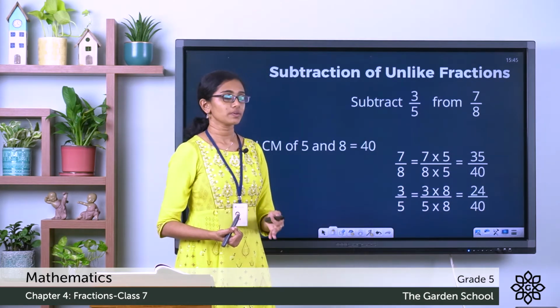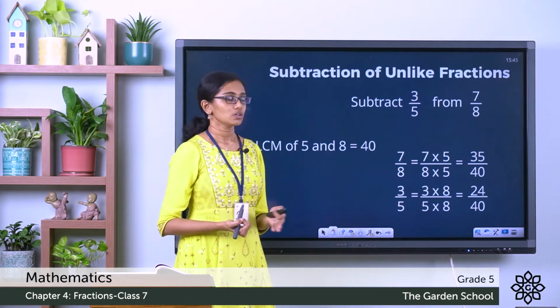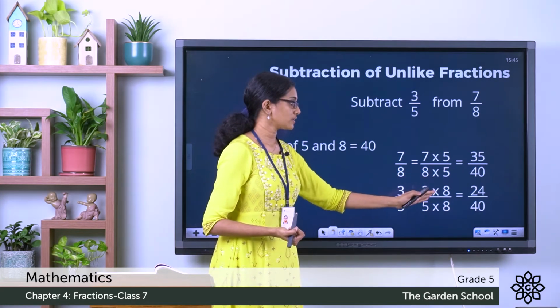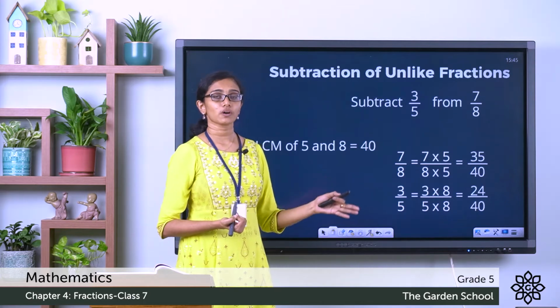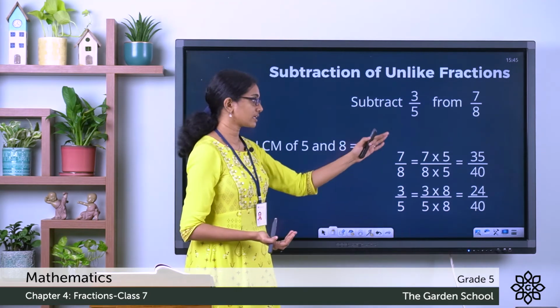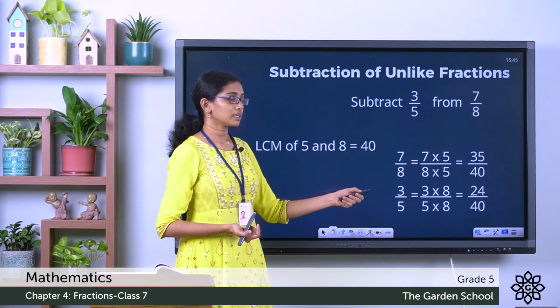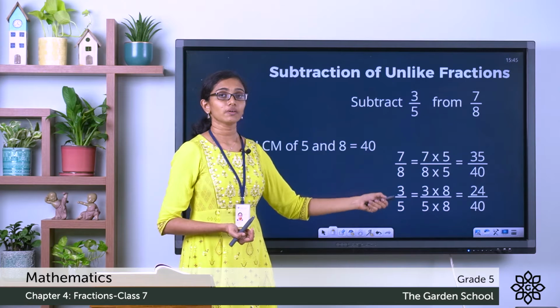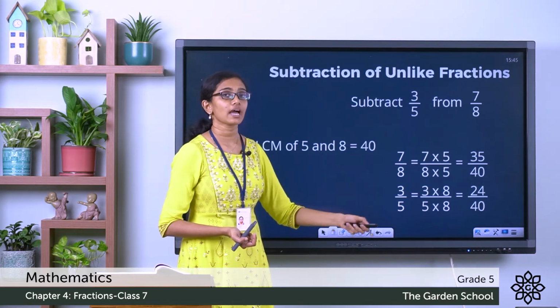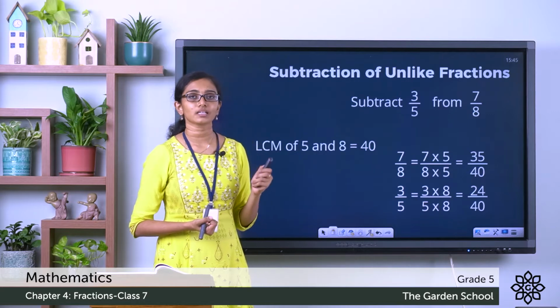8. So we have to multiply both the numerator and denominator by 8. So the numerator becomes 24 and we get the denominator as 40, which is the LCM. So now we have two new fractions, 35 by 40 and 24 by 40. Look at the denominators, they are the same. Now we have converted the unlike fractions we had into like fractions. Now we can easily subtract these two fractions.